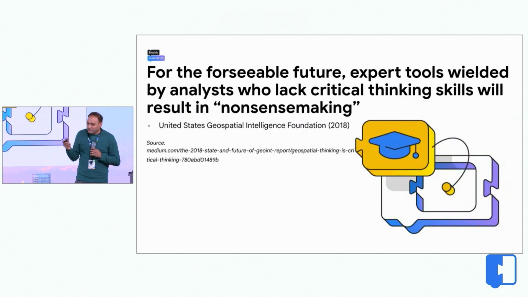I wanted to share this wonderful quote from the US Geospatial Intelligence Foundation. It says, "For the foreseeable future, expert tools wielded by analysts who lack critical thinking skills will result in nonsense making." Today, we have AI tools that literally give us answers in seconds. So now it is more important than ever before to make sure that we are asking the right questions to the right data. And the art of asking the right questions comes by building these critical thinking skills.